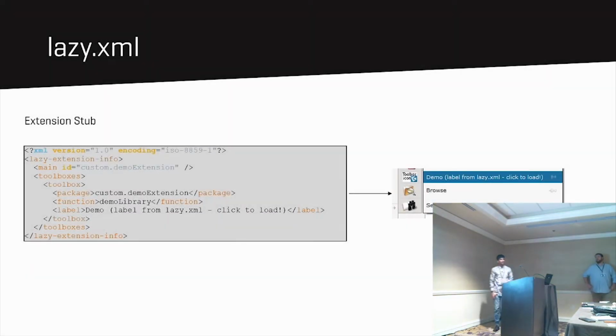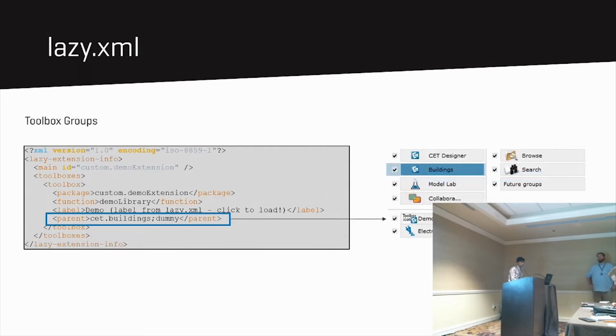Let's now quickly look through the lazy XML file. As I mentioned earlier, this is the file that drives the laziness of an extension. You could create a very simple XML like this, which creates an extension stub for you. You have the package which the extension belongs to, you have the library file that creates the extension toolbox, and you also have a label. If you're familiar with groups, you can also use lazy XML to register your groups. So there's no need to add all of this group code to your initialize or start methods anymore.